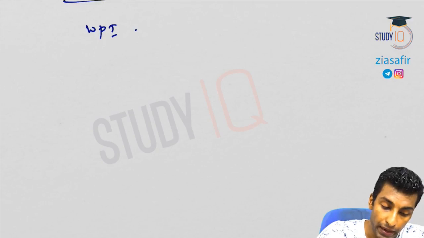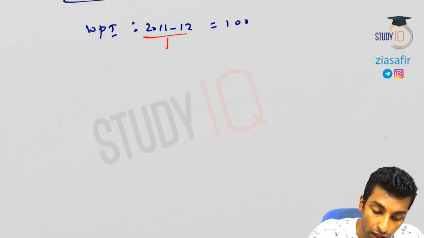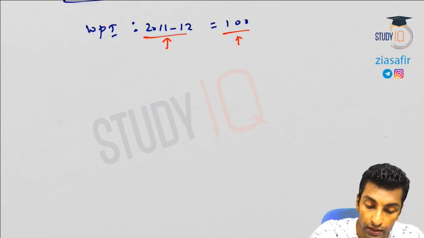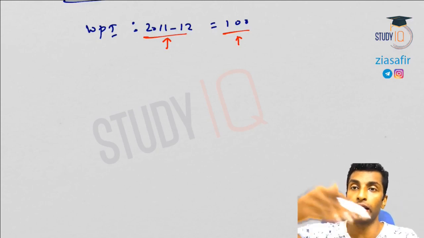WPI. You will write the base year. So what is the base year now? 2011-12 equal to 100. So this is what you call the base year. This is what you call the base value, because you need a base value, you need a reference value, right? From there the increase is measured.